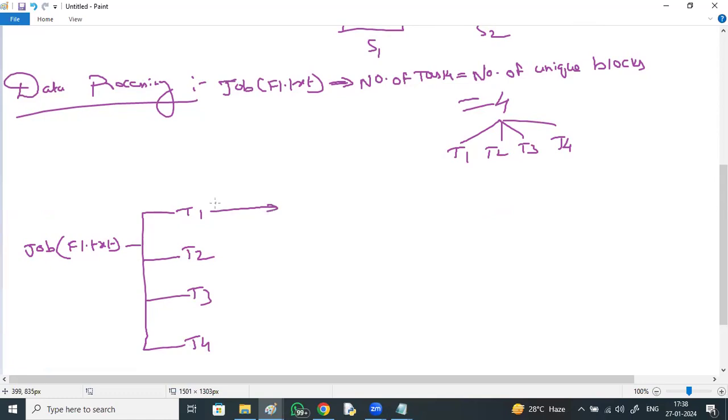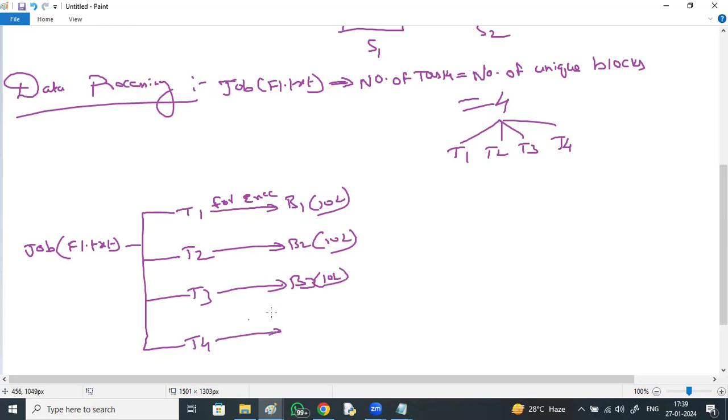T1 task is for executing B1, 10 lakh records. T2 task is for executing B2, 10 lakh records. T3 task is for executing B3, 10 lakh records. T4 task is executing B4, 10 lakh records.